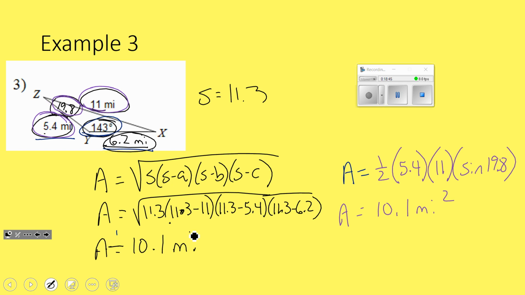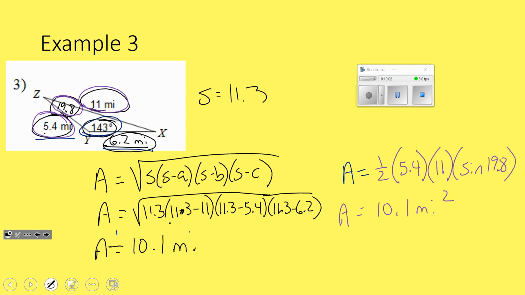We know law of cosines. We know law of sines. We know area using Heron's formula. Then I gave you the sine formula for area too, but that only works with angle side or side angle side. Okay? Any questions on that?